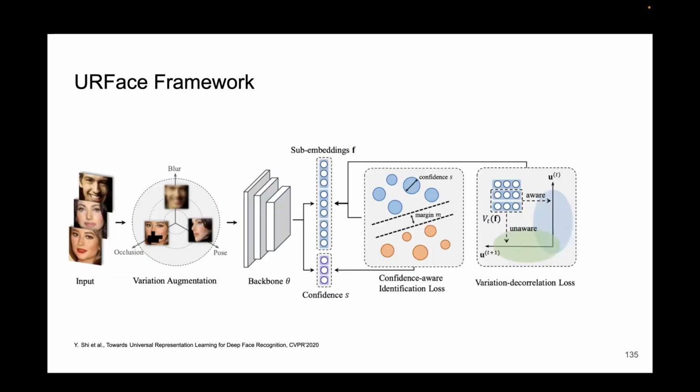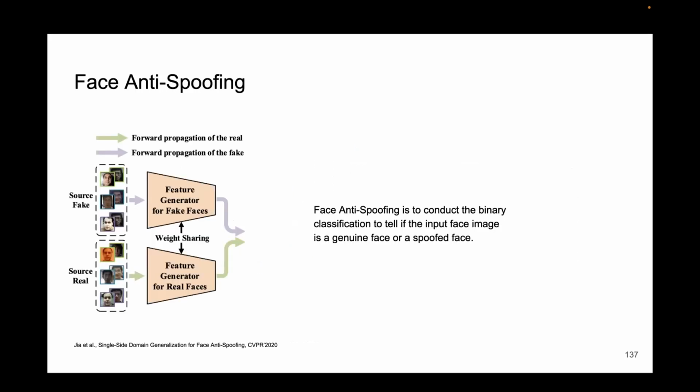After talking about this UR phase for recognition, there are many other face-related analyses, such as face anti-spoofing. So what does face anti-spoofing mean here? The task targets the problem that, given a face image, you can imagine the face image can be from a real face captured from your camera, or it can actually be redisplayed from your cell phone as a photo to the camera.